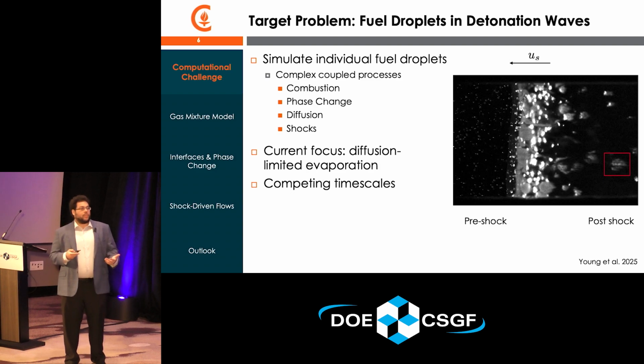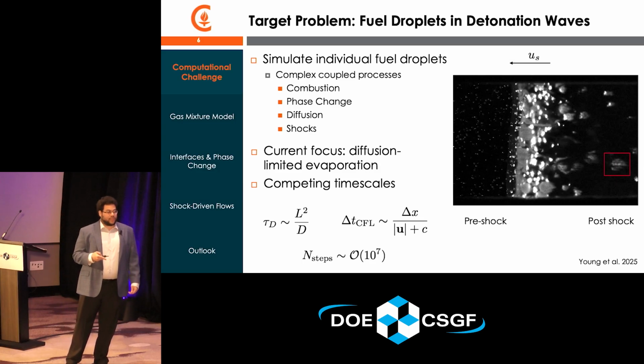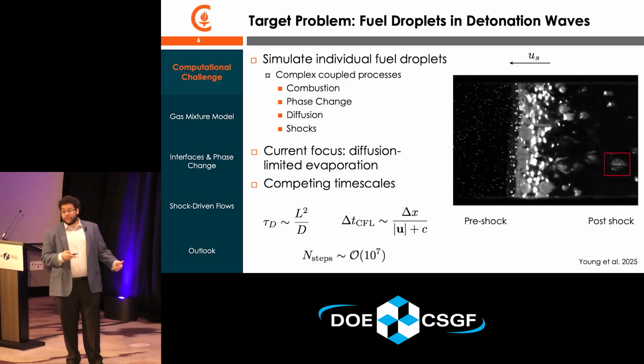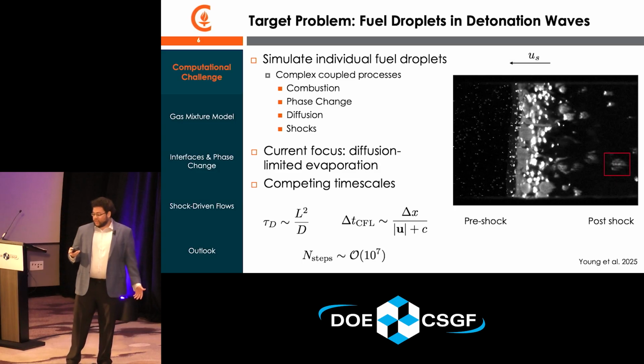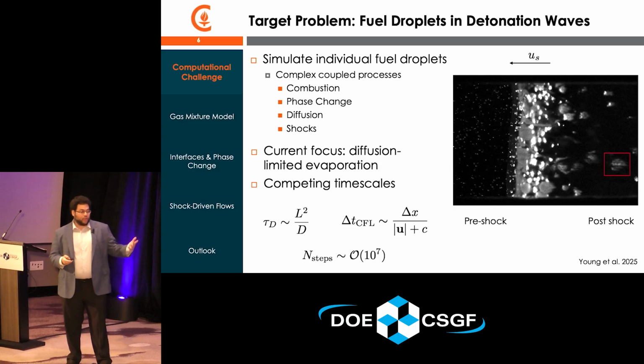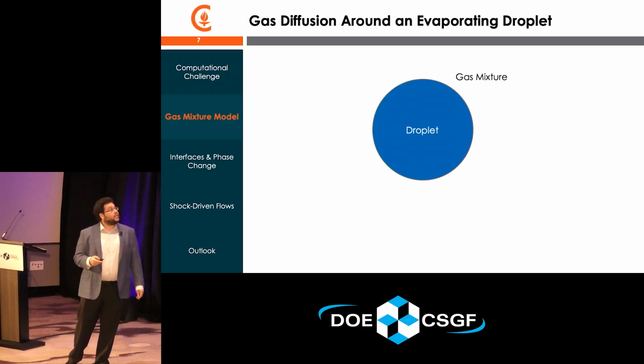And this whole problem has many competing timescales, which makes it really computationally challenging, because our time stepping is really determined by the shock-driven flow properties, whereas the evaporation or diffusive timescale is very long. So what ends up happening is that you have to compute many, many time steps, on the order of 10 to the 7 or higher, depending on how well you resolve your droplets. So it's very computationally challenging, and we'd like to reach that.